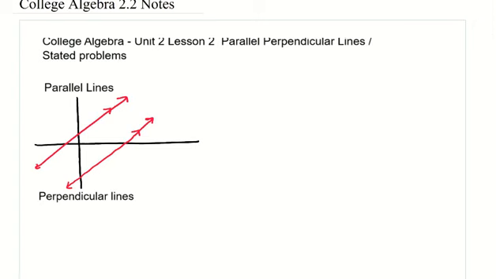Algebraically, though, what do we say about parallel lines, like with their slope? What do we know about that? Yeah, same slope.